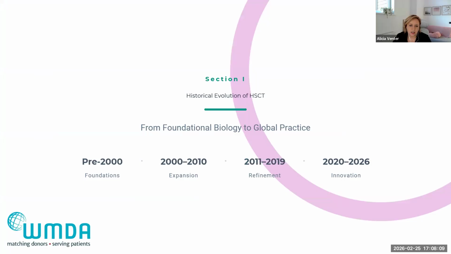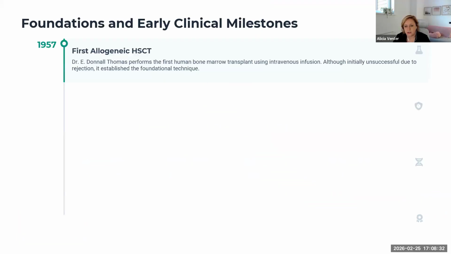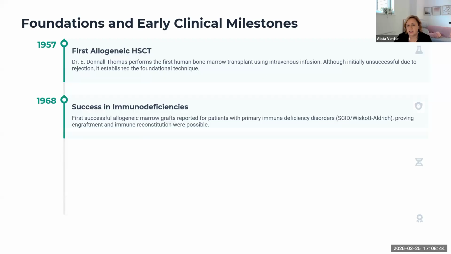So, as I mentioned, there's a lot of development and evolution, especially in the more recent years, but the history of stem cell transplantation really spans about 7 decades. We'll focus on 4 key areas, but before we do that, I'd like to do one quick slide on the father of stem cell transplantation, Dr. Donald Thomas. In 1957, he performs the first human bone marrow transplant using intravenous infusion. Although initially unsuccessful due to rejection, it established the foundational technique.